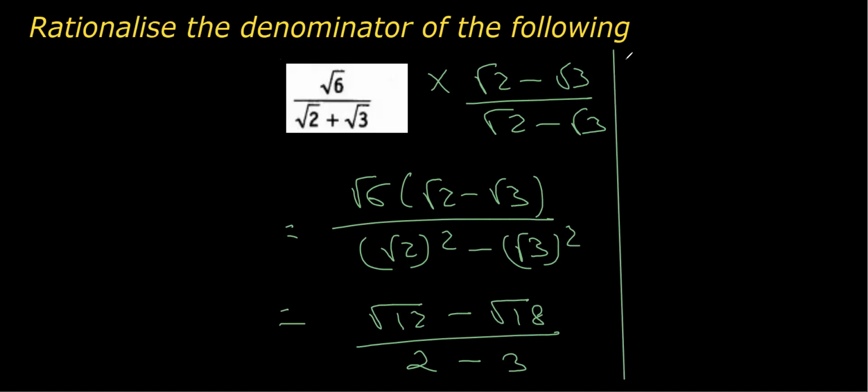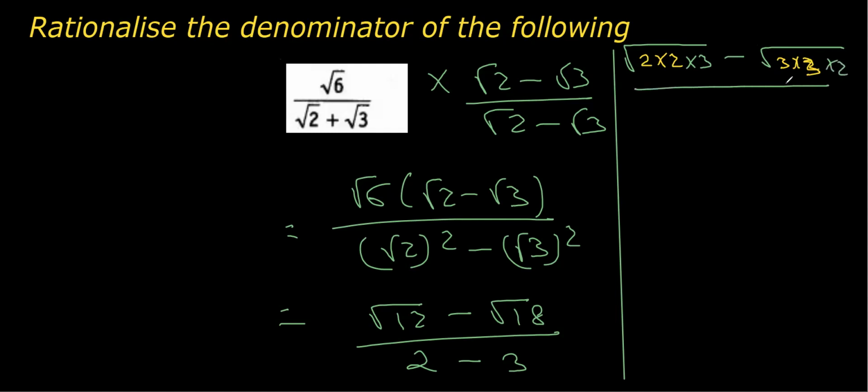If we factorize root 12, what we'll get? We'll get 2 into 2 into 3, right? And if I factorize under root 18, as you know, under root 18 can be written as 3 into 3 into 2, this is root 3 into 3, right, into 2. And in the denominator, as you can see, 2 minus 3 is minus 1.